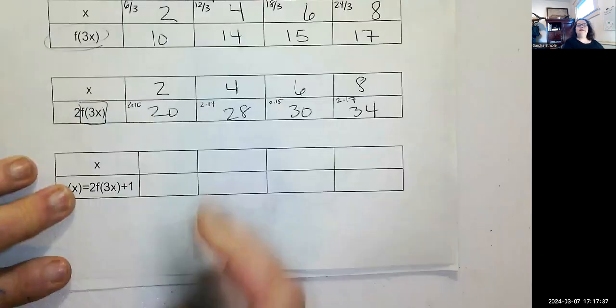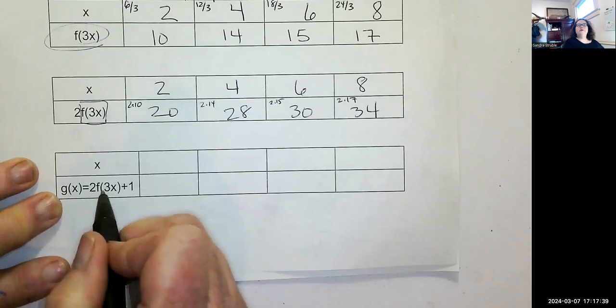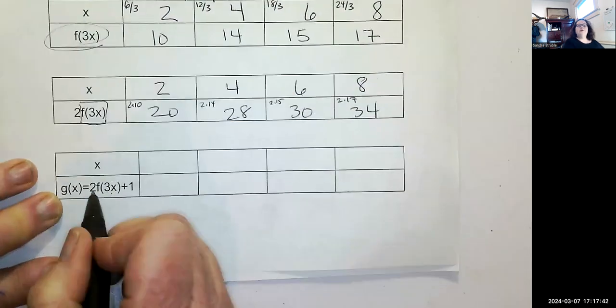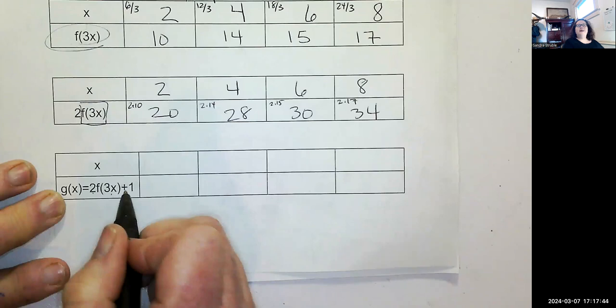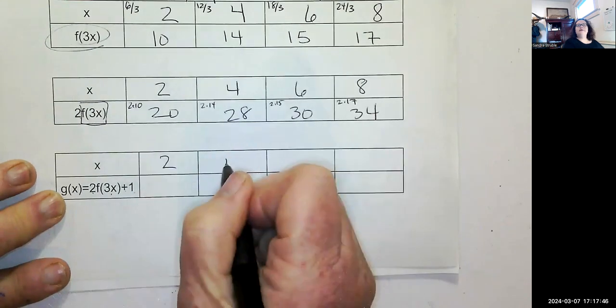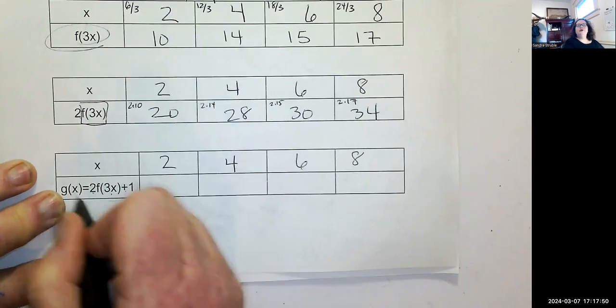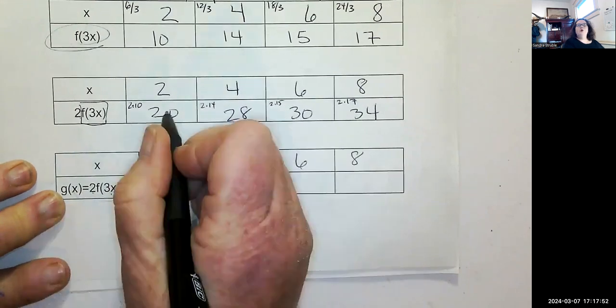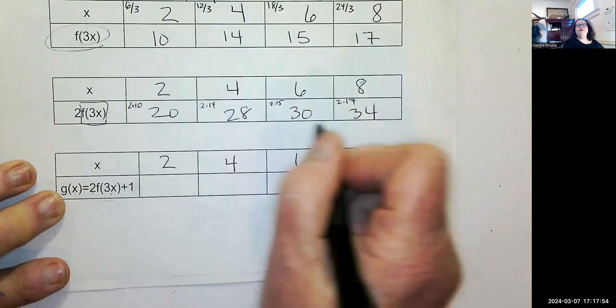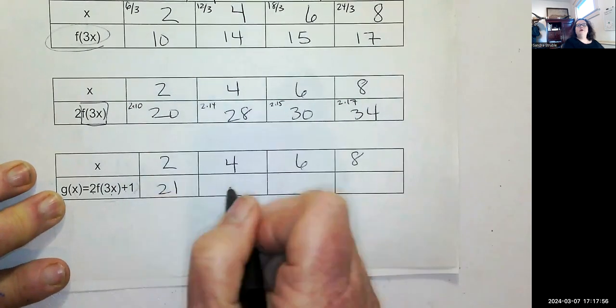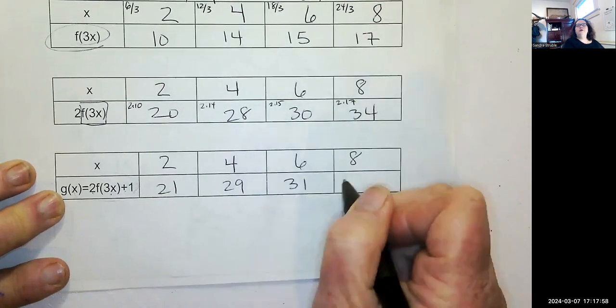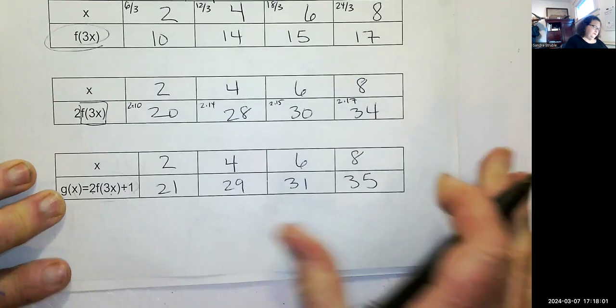Okay, the last piece of this is we've got f of 3x, we did that. We multiplied by 2, we did that. And now we're adding 1. So again, same x values, and the only thing different is the g function. Let's finish it off by adding 1 to our y values here. So 21, 29, 31, and 35.